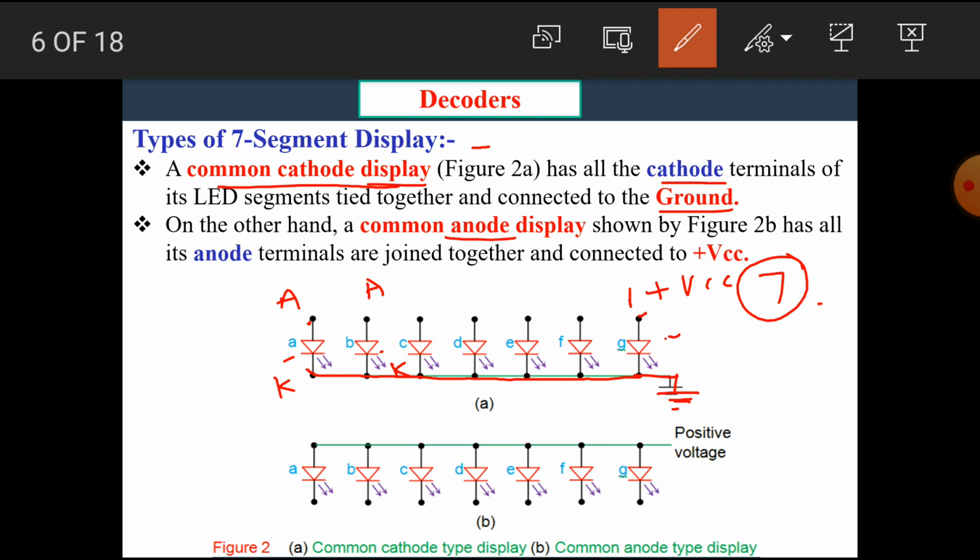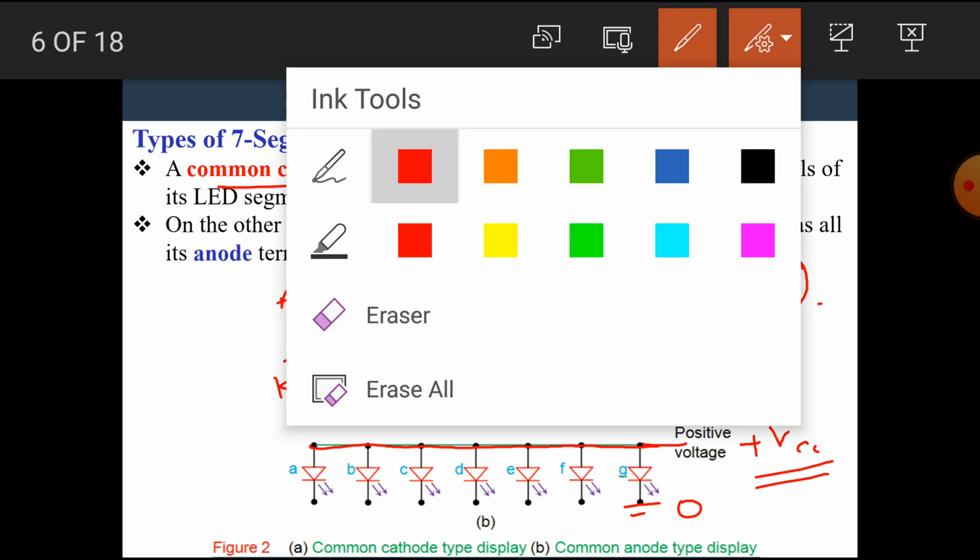In common anode display, all the anode terminals are connected together and they are connected to the positive voltage, that means VCC. That means in common anode type display, we have already given plus VCC. If we want to turn on the proper LED, that means if we want to turn on the G LED, then we have to connect it to ground. That means we have to connect it to 0. I hope you all understand how to turn on the proper LED in both types, common cathode and common anode display.